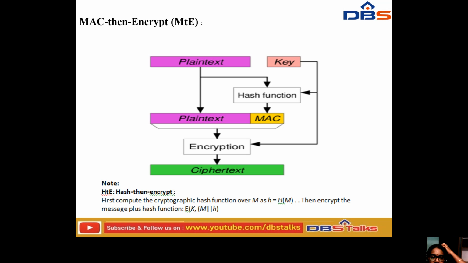So if you have observed this, first of all hash, then encrypt. How are we going to perform hashing then encryption? See, first compute the cryptographic hash function over m as h is equal to H of m. Then encrypt the message plus hash, which is equal to encryption of m concatenated with h. This is how we are going to perform the encryption. If it is hash then encryption, just like this we are going to perform the encryption.